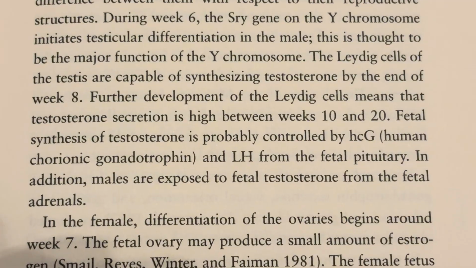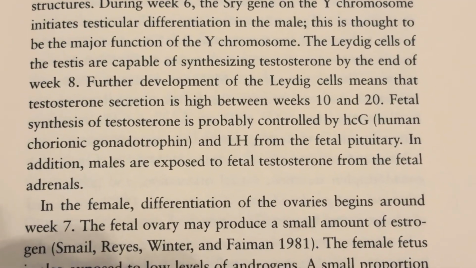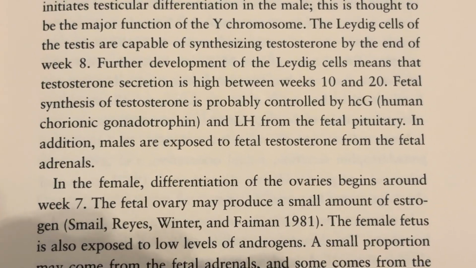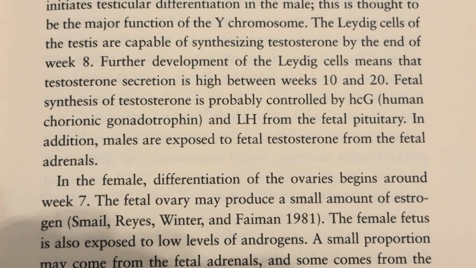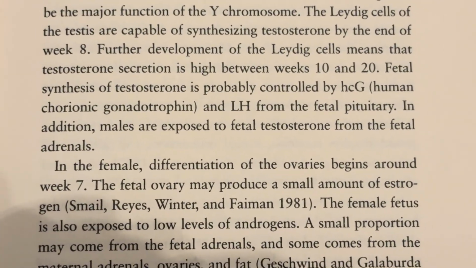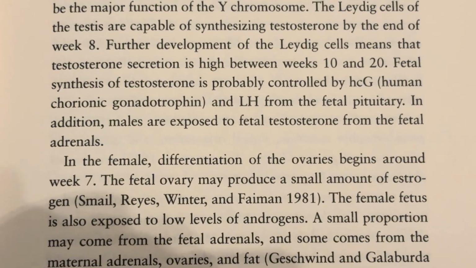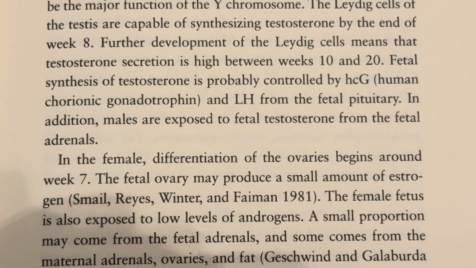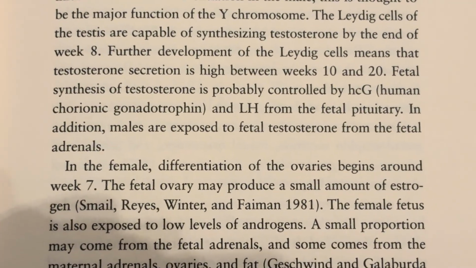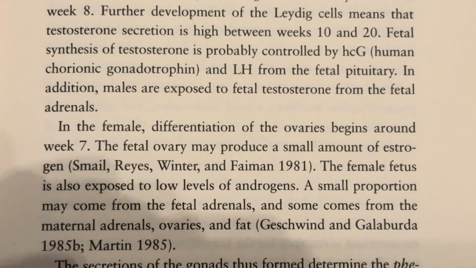The Leydig cells of the testes are capable of synthesizing testosterone by the end of week 8. Further development of the Leydig cells means that testosterone secretion is high between weeks 10 and 20. Fetal synthesis of testosterone is probably controlled by HCG, that is human chorionic gonadotrophin, and LH from the fetal pituitary. In addition, males are exposed to fetal testosterone from the fetal adrenals.